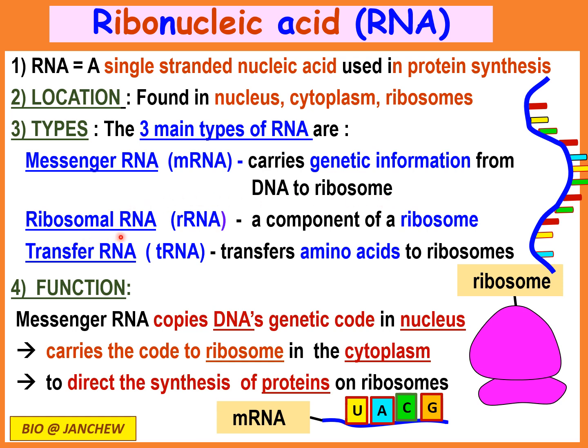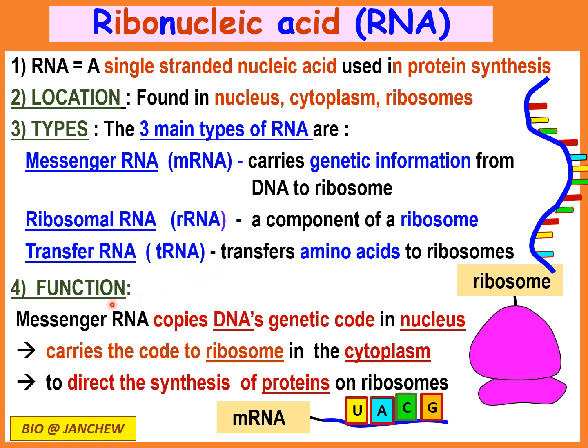So ribosomal RNA, as its name implies, is in the ribosome. This is called rRNA, and it's used to make the ribosome. It's a component of every ribosome. Transfer RNA or tRNA transfers amino acids to ribosomes. Now, don't worry about the function of these three, as we'll be studying them in the next video, okay, when we talk about the synthesis of proteins.